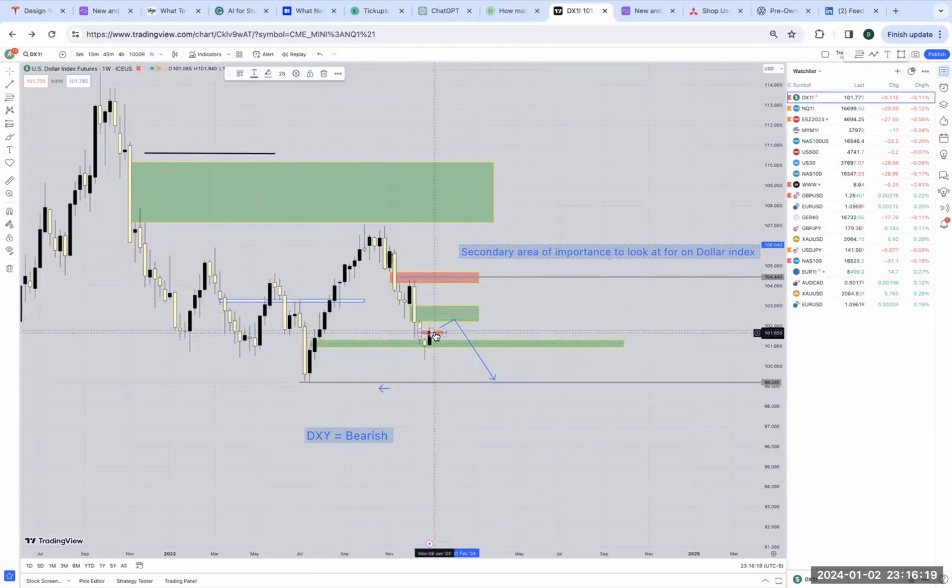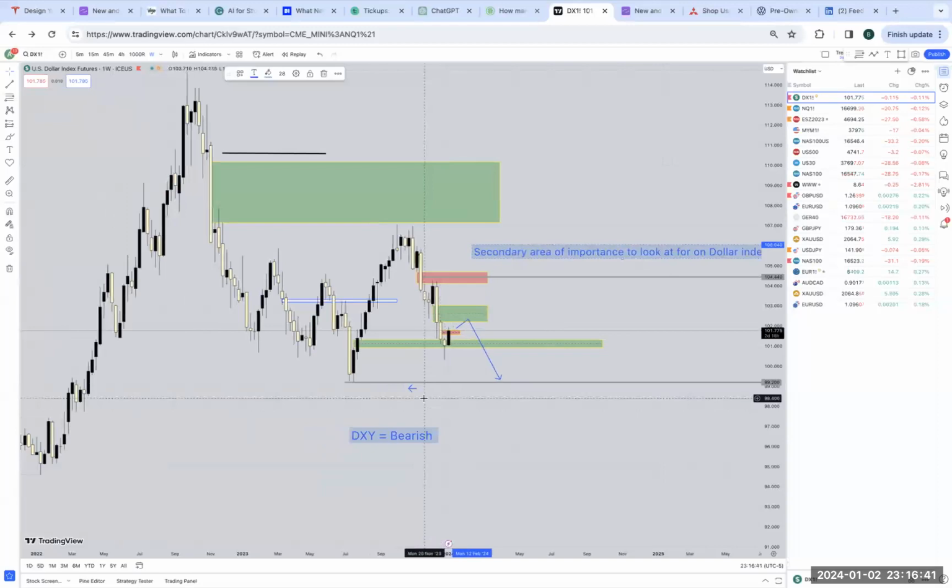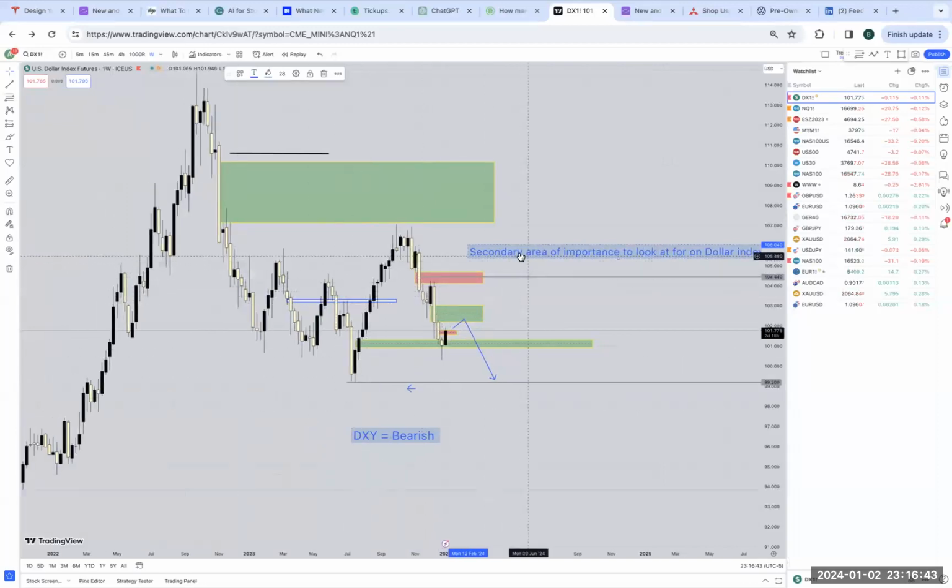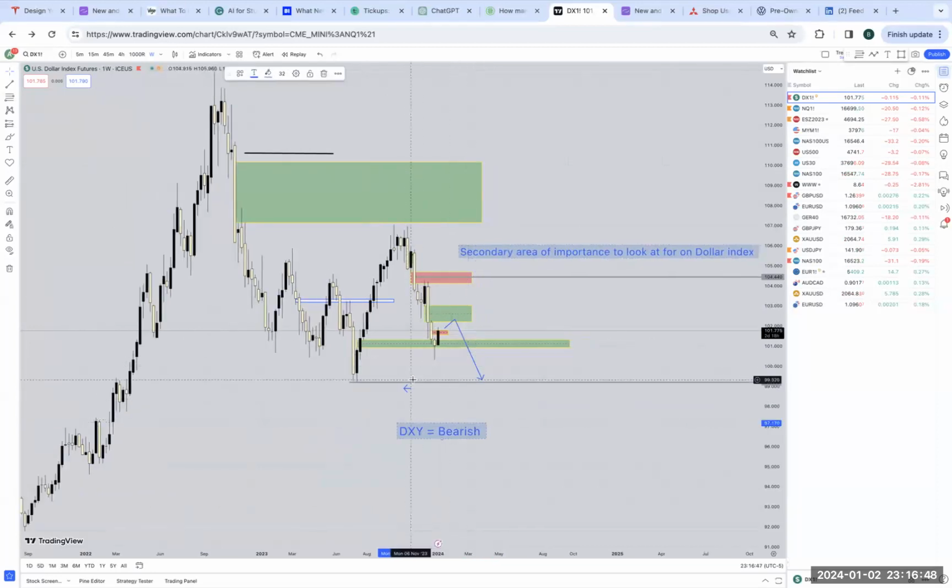I want to see if price respects this imbalance here, this fair value gap that price is currently sitting at. And if it doesn't, we'll go up to the optimal target area of 102.26. But again, I want to see price pull back into this zone, ideally, to give us a retest of these lows here at 99.23. So we're going to be bearish on dollar. And so if we are bearish on dollar, we should be bullish on indices, right?